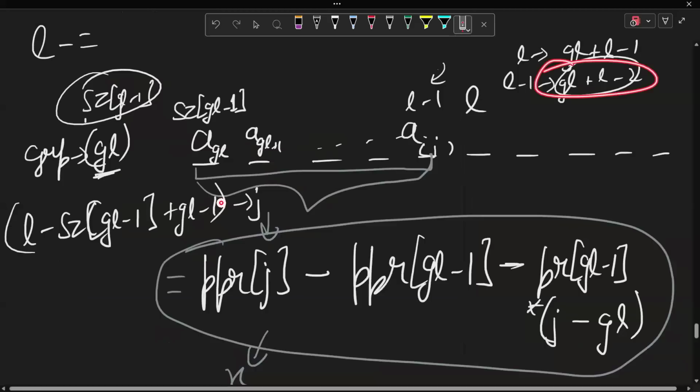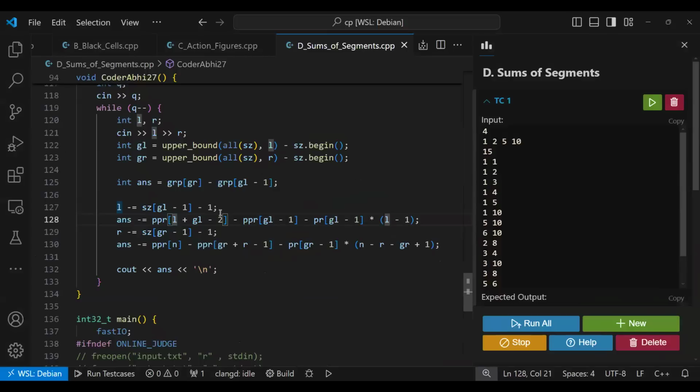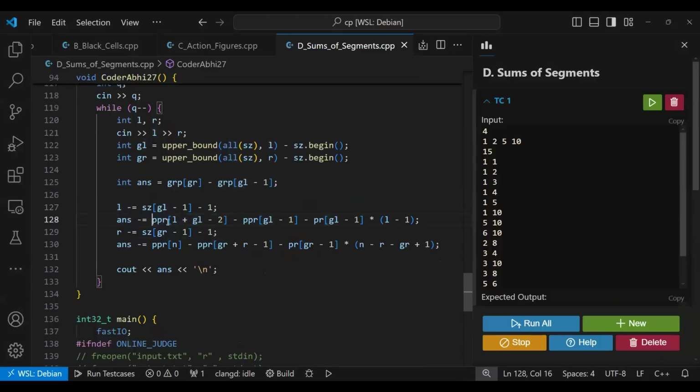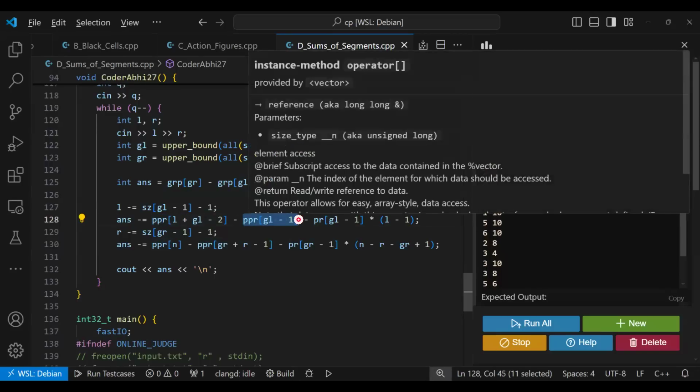So while writing the code, you imagine and write in terms of variables. It just depends on what variables you are using, so according to that you just write the formulas. If you understand what things you have to subtract, just imagine the variables and find the formula for that, or write some example values on paper and through that derive the formula. I hope this is clear how we got this J. So PPR of J minus PPR of GL minus 1. Okay, so you got this thing.